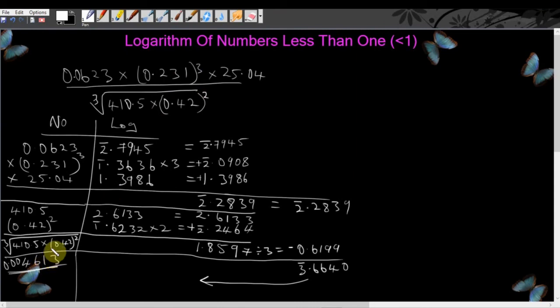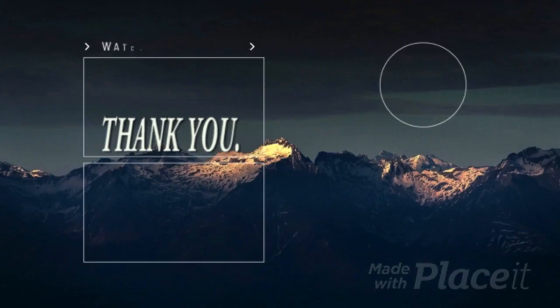Thank you for being part of this class. I know by God's grace so far you must have learned this logarithm of number, both less than and greater than. Please apply it and ensure you do well in your studies. Thank you.